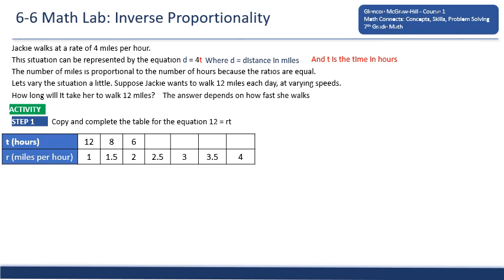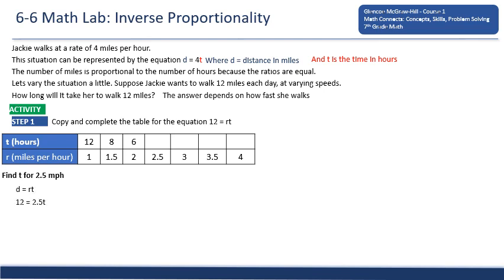So we have 12 miles at 1 mile per hour is going to be 12 hours. 12 miles at 1.5 miles per hour is going to be 8 hours. 12 miles at 2 miles per hour is going to be 6 hours. So we need to find T for 2.5 miles per hour.